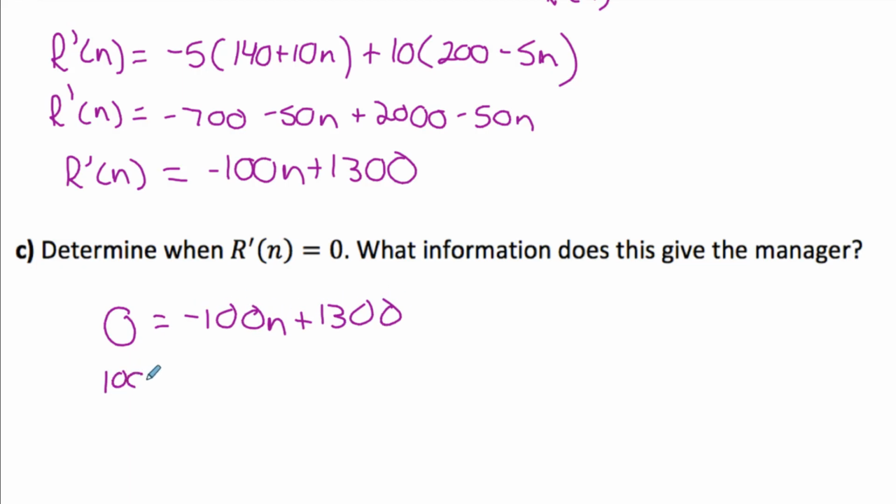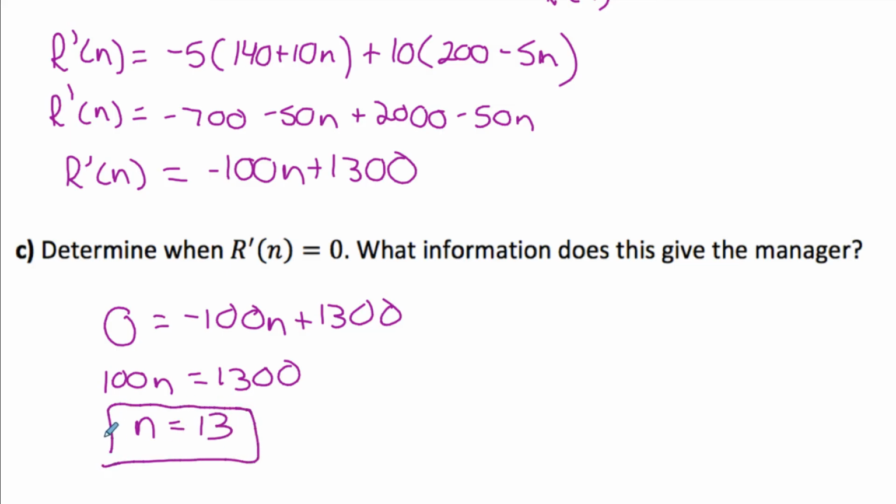So I've got 100n equals 1300 and n equals 13. So that is when the rate of change of the revenue is going to be 0. Now, graphically speaking, it may help if I graph the original function and its derivative, and we can make a connection as to what's going on here so we can answer this part. What information does this give the manager?